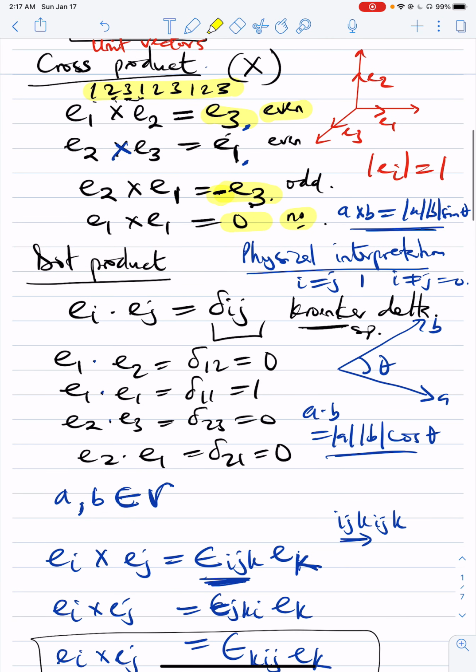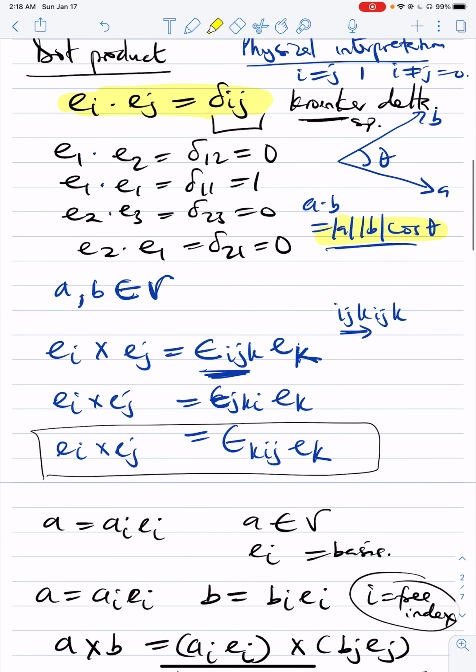Then for a form of revision, if you remember from your dot product, basically, the Kronecker delta matrix, ei dot ej, will give you the Kronecker delta ij. And then another useful expression that you can easily remember is a cross b will be the magnitude of a times the magnitude of b times sine theta. Dot product is the magnitude of a, the magnitude of b, cos theta. So basically we have this expression for this.